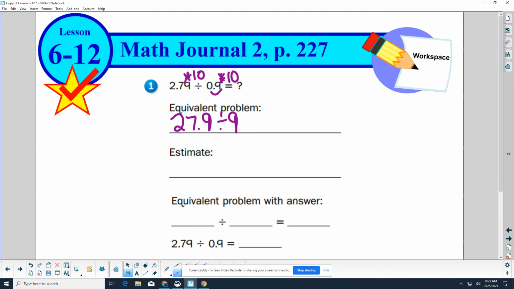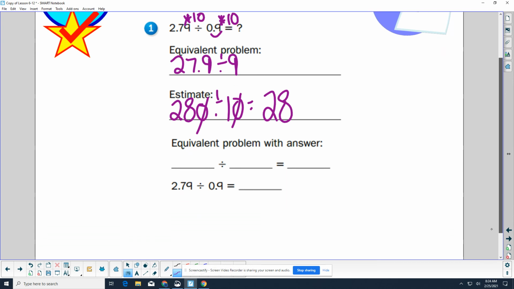Okay. We don't know the answer yet. That's just the equivalent problem. So now I've got to make an estimate. Well, if I take out the whole numbers and look at it, I have 279 divided by 9. I could say 280 because that's pretty close, divided by 10. And I know that if I mark off these zeros here, I get about 28. So I know my answer should be around 28 or in the tens, not in the hundreds or anything like that.